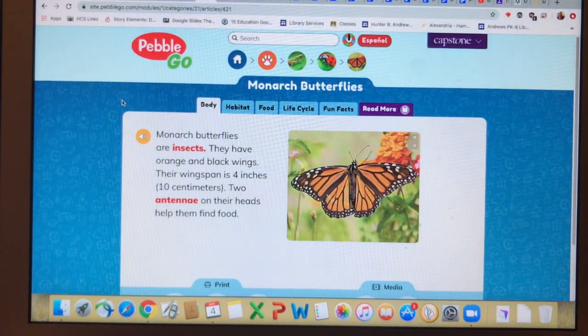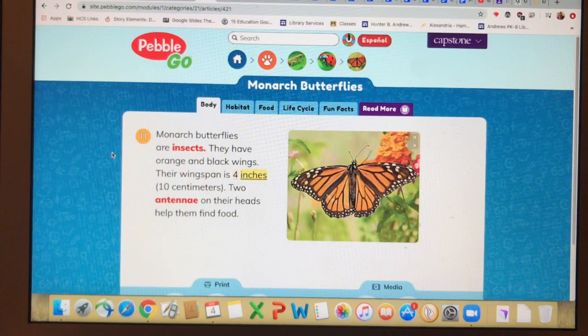So here's the first section about body. Monarch butterflies are insects. They have orange and black wings. Their wingspan is 4 inches, 10 centimeters. 2 antennae on their heads help them find food.